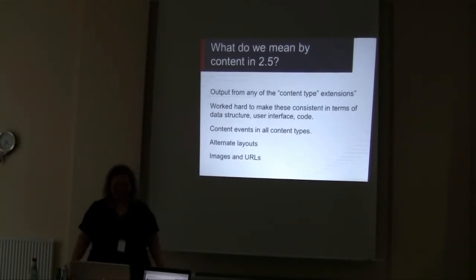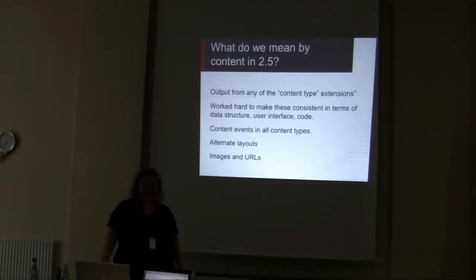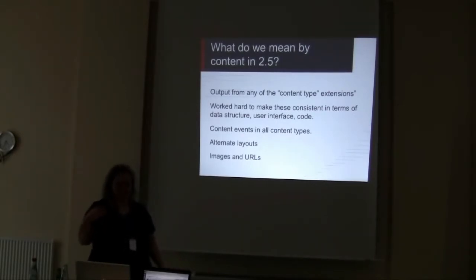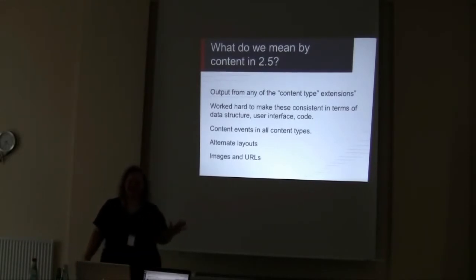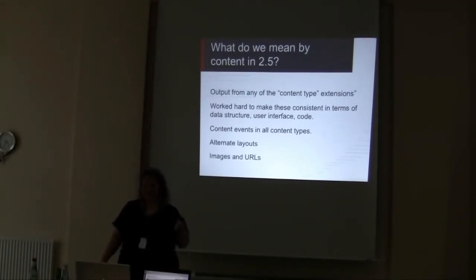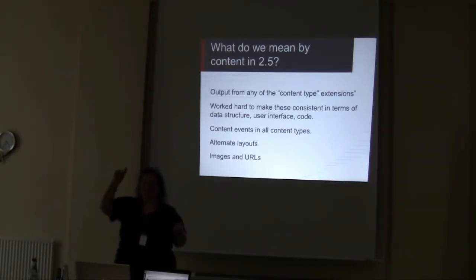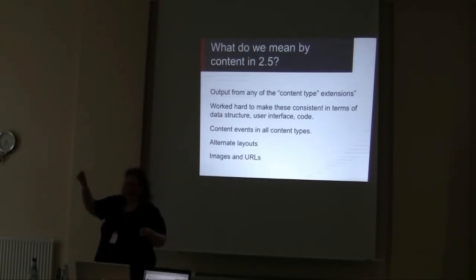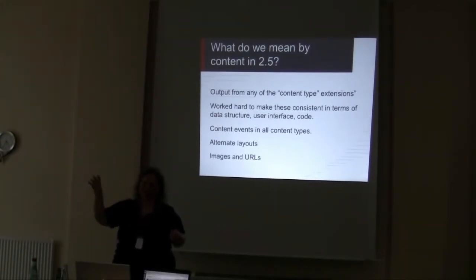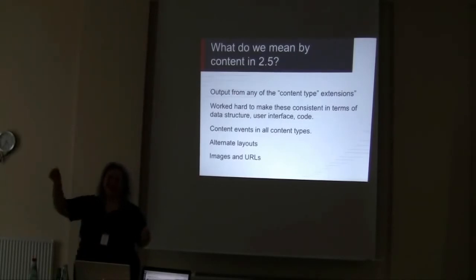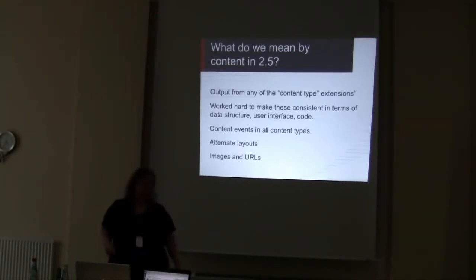That's a funny aspect of how we think about it. But what we did in 2.5, with some resistance, but a group of us worked really hard, was, at least for those 5 extensions, to standardize what was going on in those extensions. So we worked hard to make the data structure much more consistent. We worked hard to make the user interface as consistent as possible, with all the toolbars having the same buttons in the same order, so if you had copy or save to new in articles, you would have save to new everywhere else. Content events running in all content types.